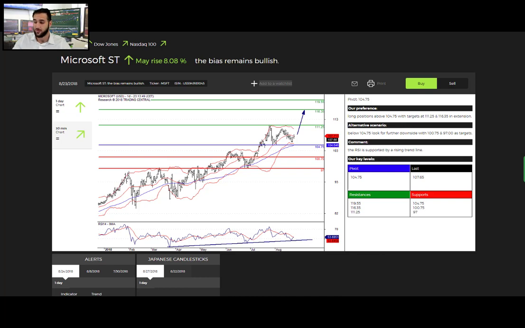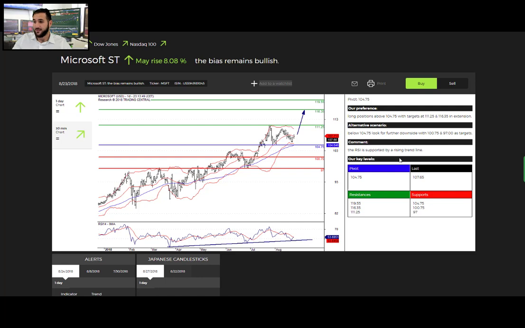For example, on our daily chart on Microsoft, we have our stop loss at 104.75, pretty much playing the 50-day moving average here in the blue line. Our first target is at 111.25 and our final target is at 116.35. Now, as part of our methodology, we also offer alternative targets. So if ever prices do break below our stop loss of 104.75, we'll be looking at the next supports of 175 or even 97.